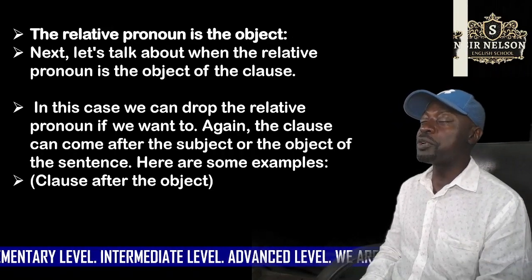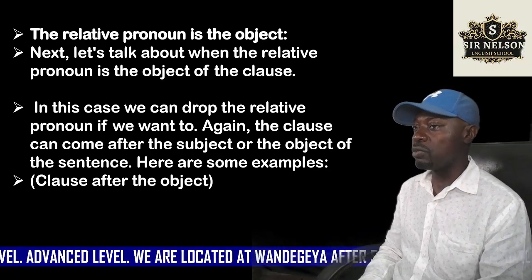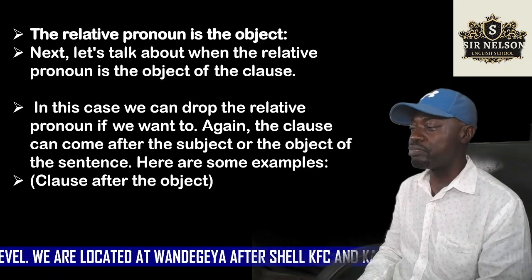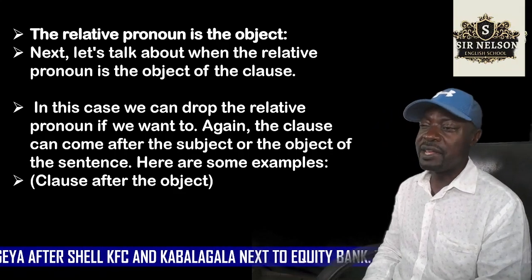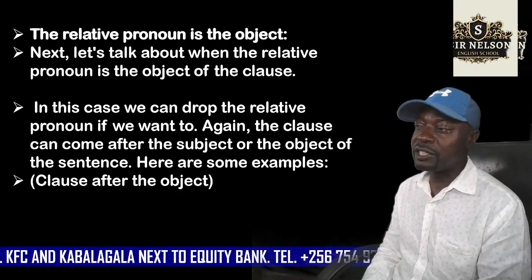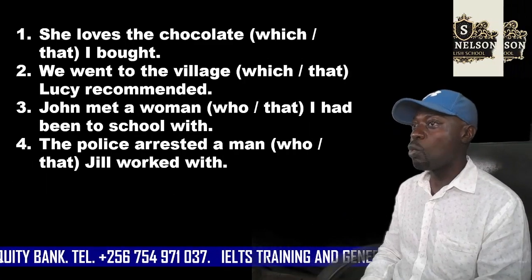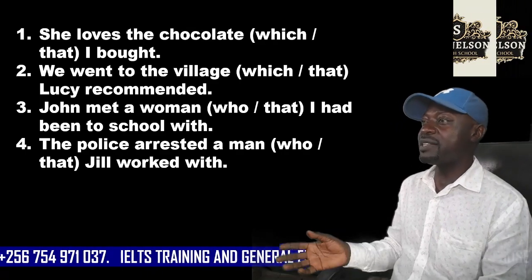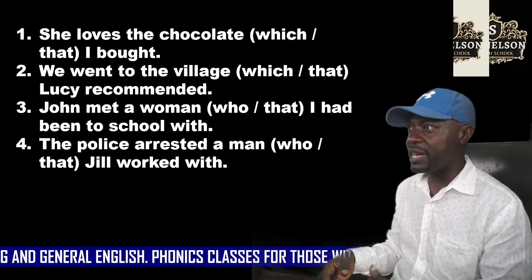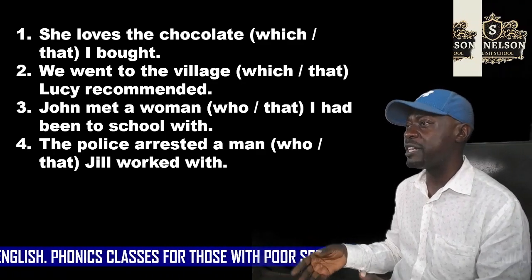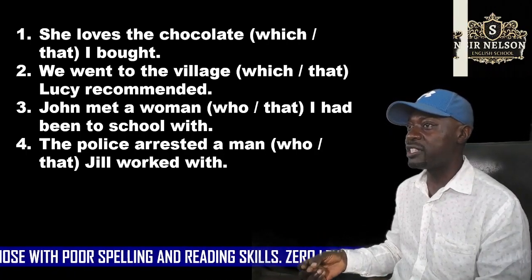Next, the relative pronoun is the object. Let's talk about when the relative pronoun is the object. In this case, we can drop the relative pronoun if we want to. Again, the clause can come after the subject or the object. For example, she loves the chocolate which I bought. You can decide to say, she loves the chocolate I bought. So since we are learning relative clauses, don't drop the relative pronoun. But it is okay in English to say, she loves the chocolate I bought.